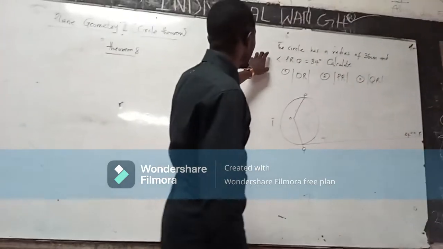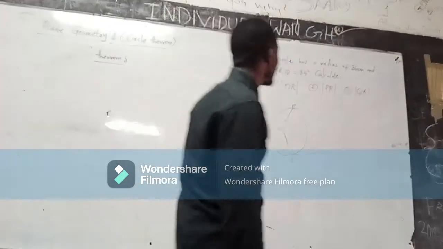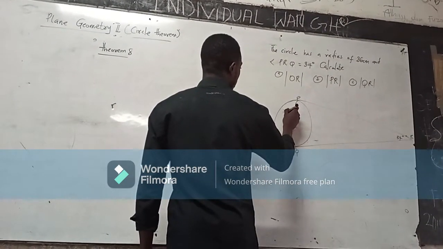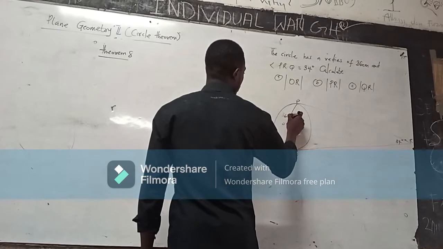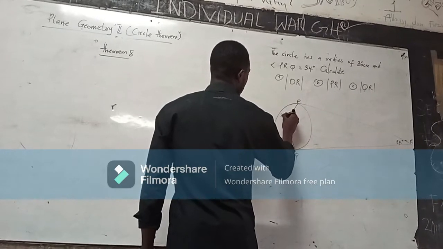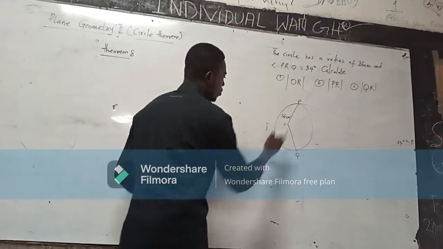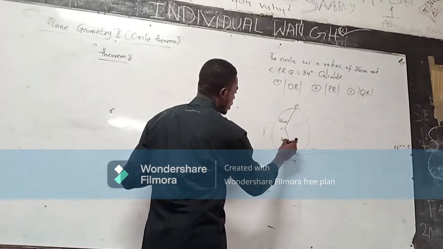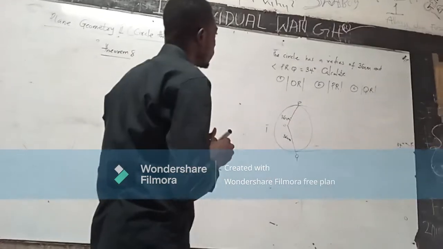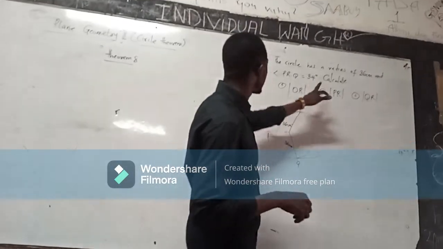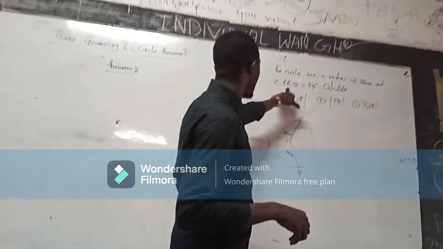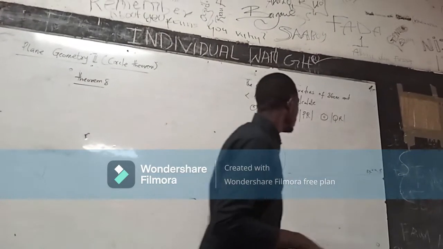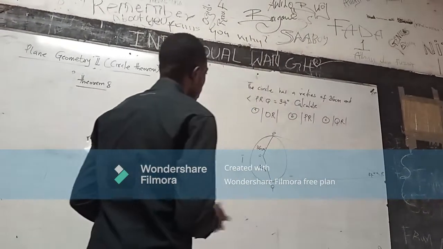So let's observe this question. The circle has a radius of 36 centimeters. It means that the radius side is 36. Let's write 36 centimeters. Once here is 36, it means that this is also a radius and it's also having 36 centimeters. And angle PRQ is 34 degrees.